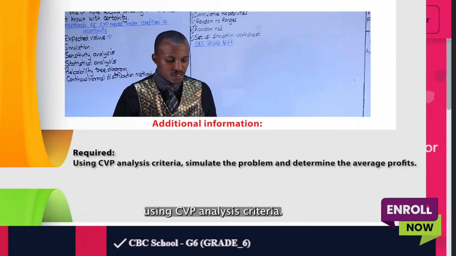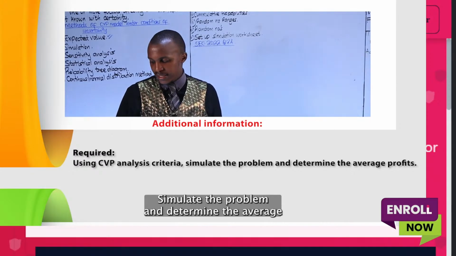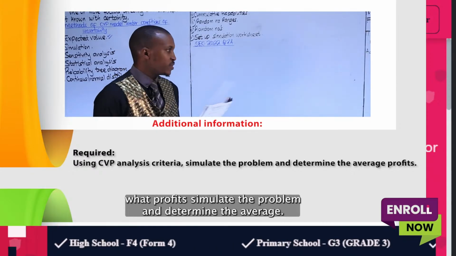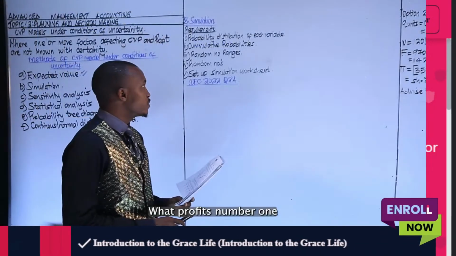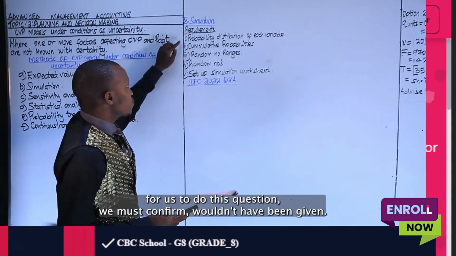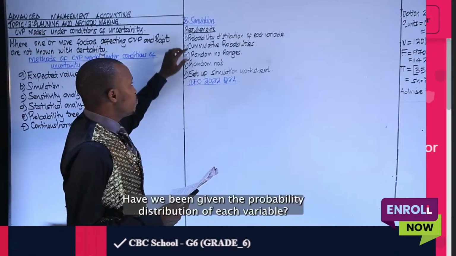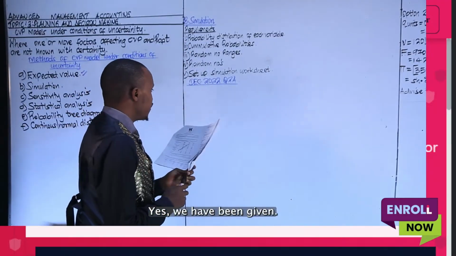Required. Using CVP analysis criteria, simulate the problem and determine the average what? Profits. Number 1. For us to do this question, we must confirm what we've been given. Have we been given the probability distribution of each variable? Yes, we have been given.